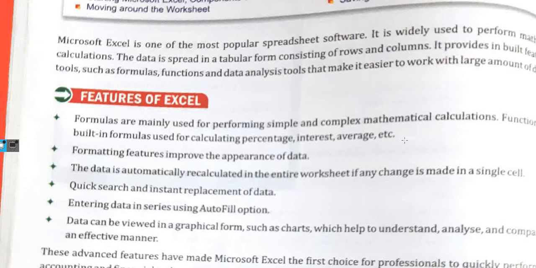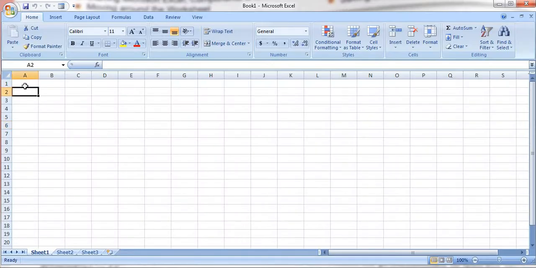Entering data in series using the autofill option. What is this autofill option? Suppose you are maintaining the marks list of some students. So 1, 2, 3, 4, 5, like this I will write. Now after 1, 2, 3, 4, 5, once we want to continue the series, I can autofill it.